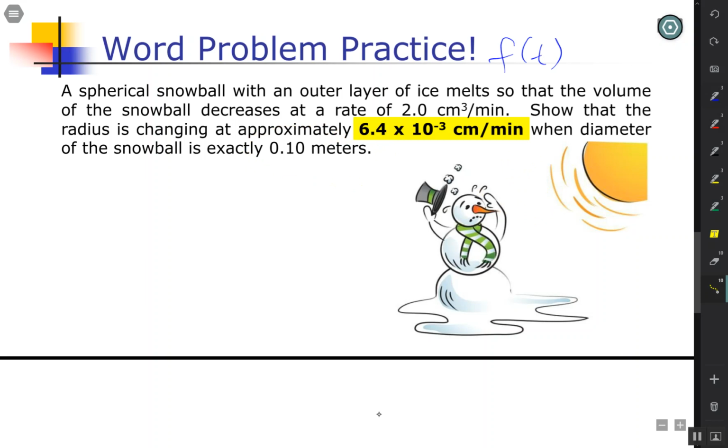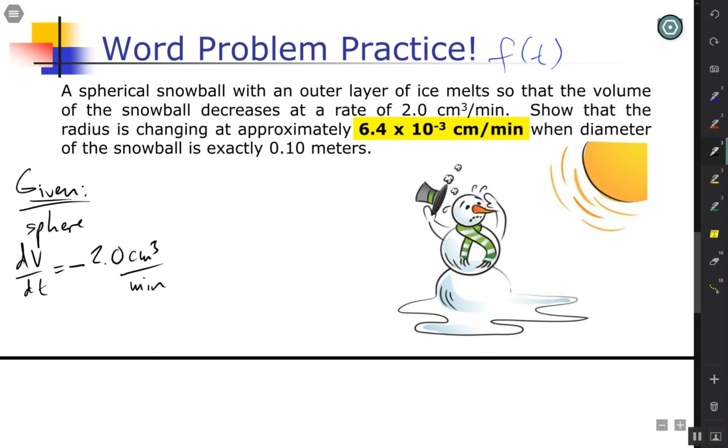Okay, so let's break it down. What are we given in this problem? We're given a few things. That it's a sphere, even though it's simple, we'll need that, and that the volume decreases at a rate, and so that means it's negative. It's important to know that it's negative, otherwise a simple minus sign can change your entire answer.